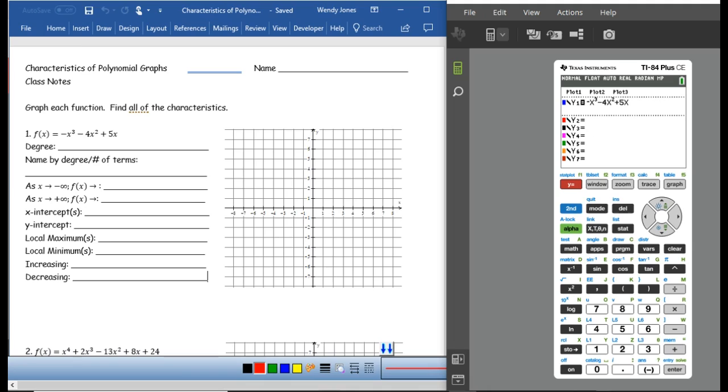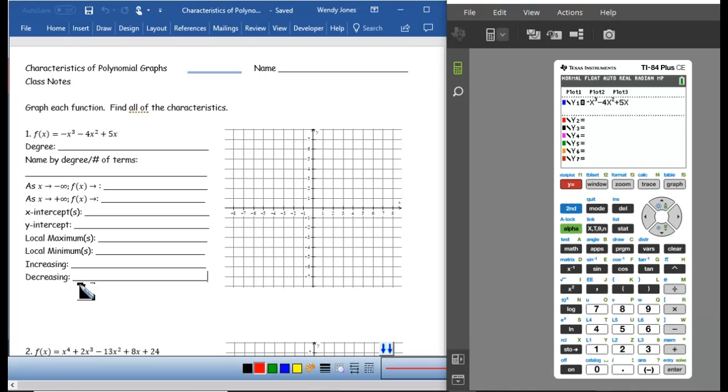Today we're going to talk about some characteristics of polynomial graphs. You'll notice some similarities in this lesson to some of our previous lessons, where we talked about degree and number of terms, end behavior, maximums and minimums. We also have talked about our x-intercepts, but maybe not specifically the y-intercept, so I'll focus on that.